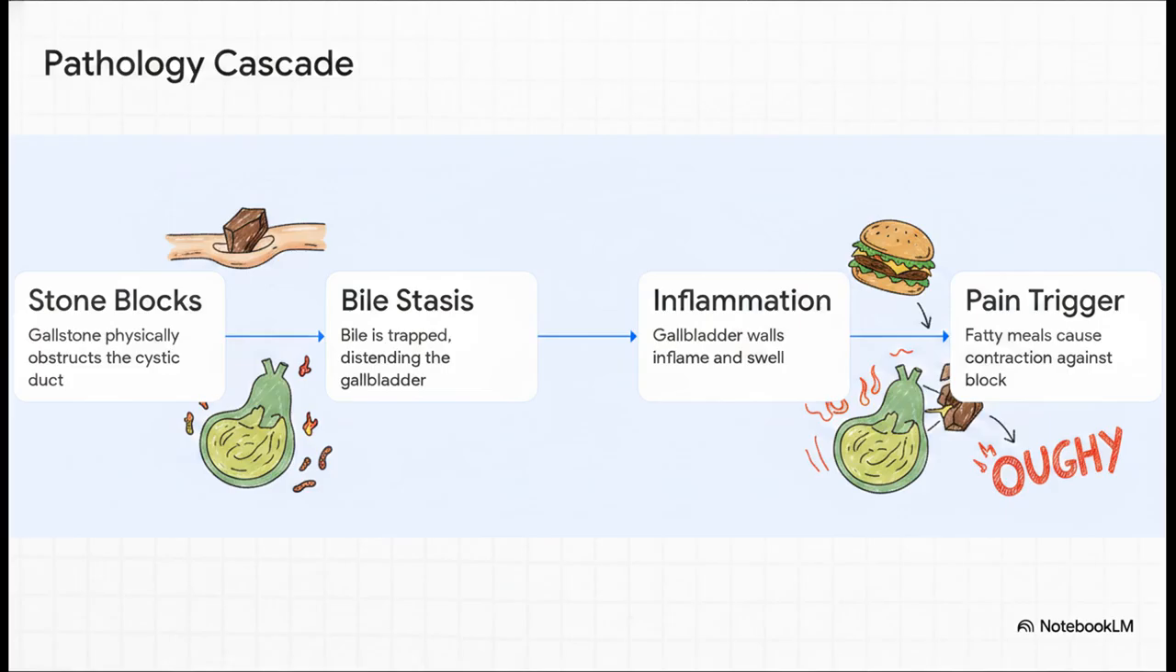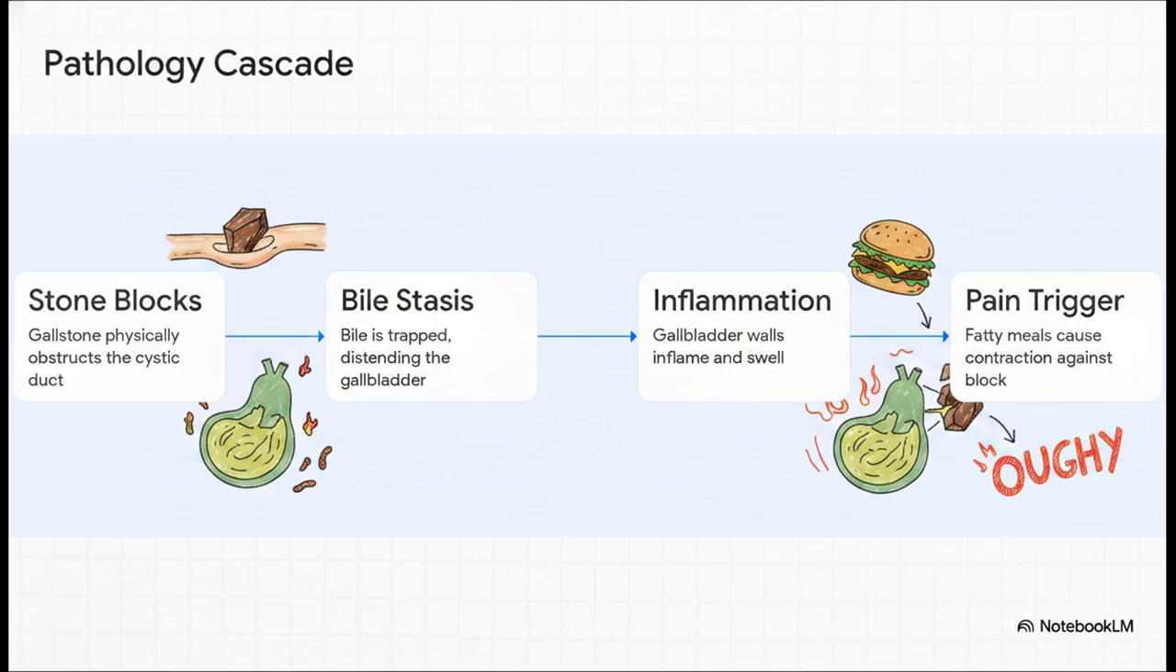Let's trace the cascade here. Step 1, a gallstone physically lodges in and completely obstructs the cystic duct. It's kind of like a cork jammed in a bottle. Step 2, because that duct is blocked, the bile has absolutely nowhere to go. So we get bile stasis. The bile gets trapped inside, distending the gallbladder like a water balloon.